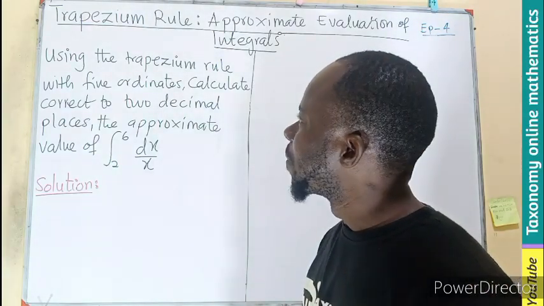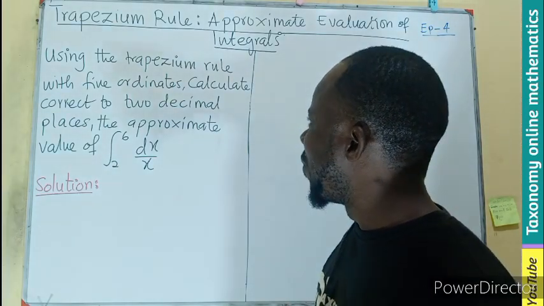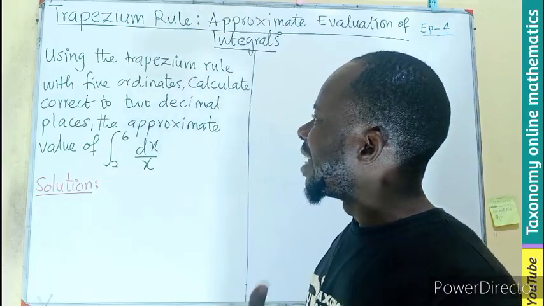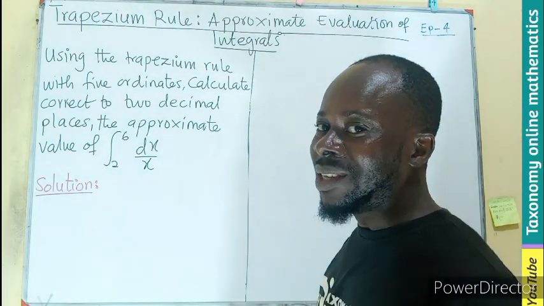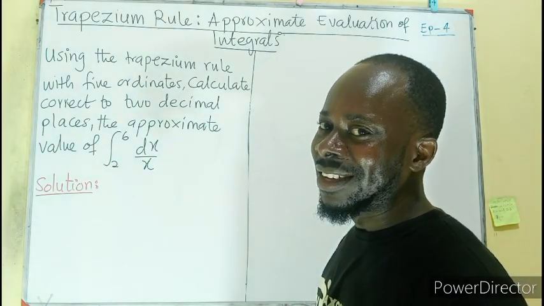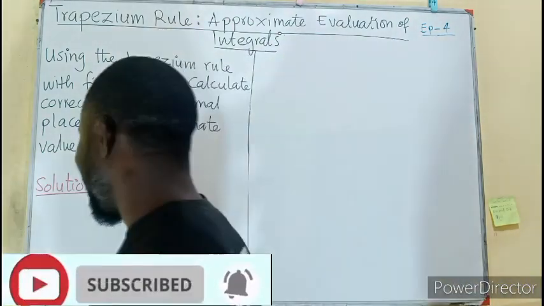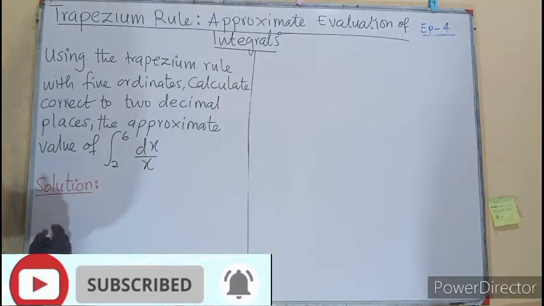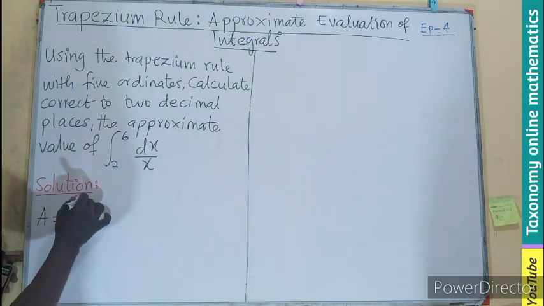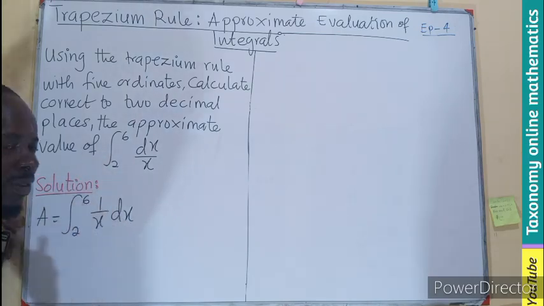Let's compare. Using the trapezium rule with 5 ordinates, we are to calculate, correct to 2 decimal places, the approximate value of the integral from 2 to 6 of dx over x. Simply put, 1 over x dx. So let's see how we can put that into work. Our area we are looking for will be from 2 to 6 of 1 over x dx.